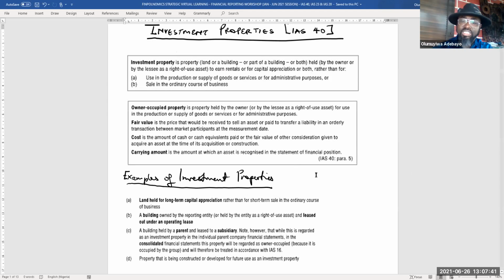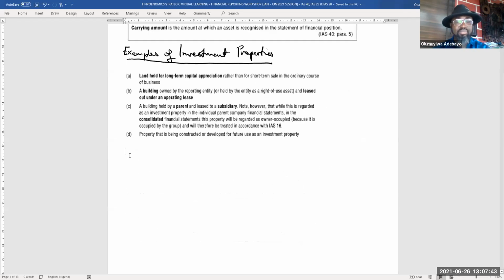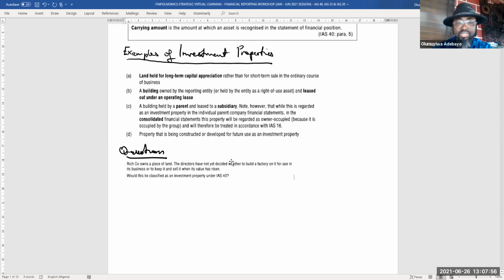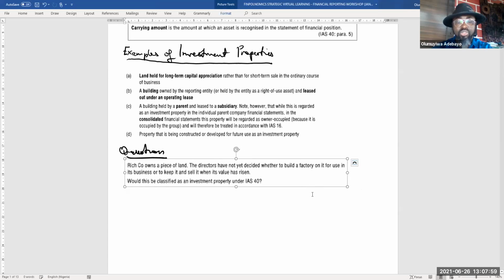Now, let's see if it actually made sense. Let me give you a question, and let's see whether we'll be able to confirm whether it's investment property or not. Richco owns a piece of land. The director has not yet decided whether to build a factory on it for use in his business, or keep it, or sell it when the value has risen. Would this be classified as investment property under IAS 40?